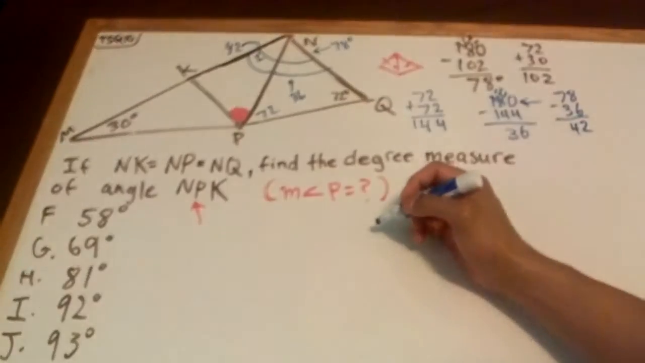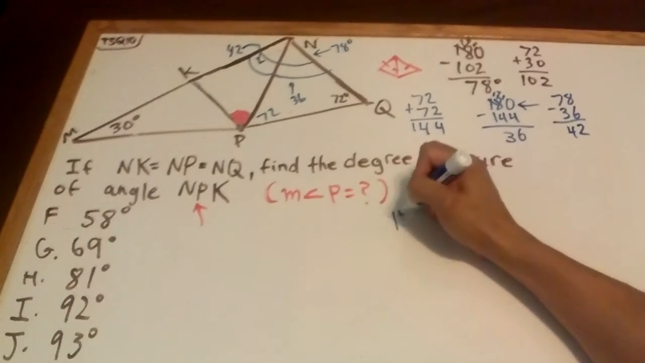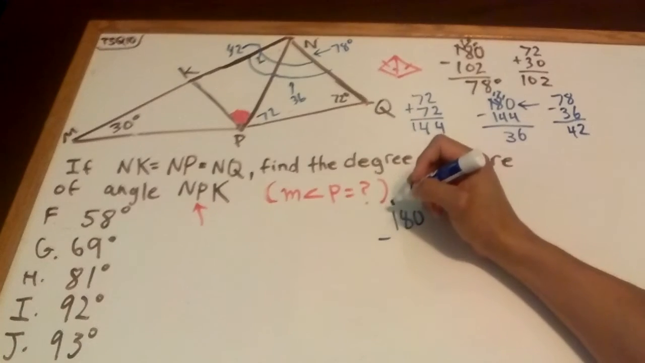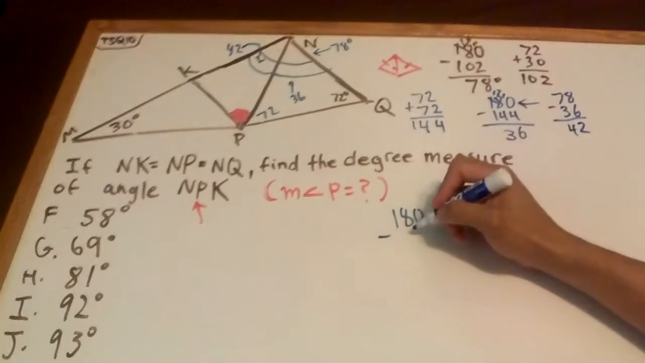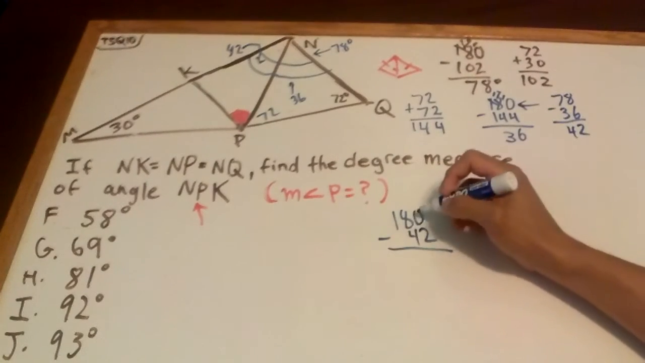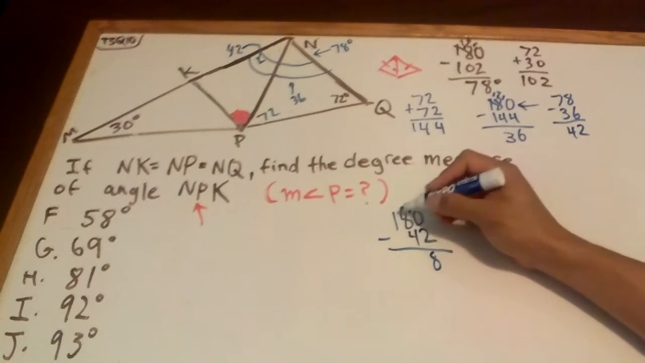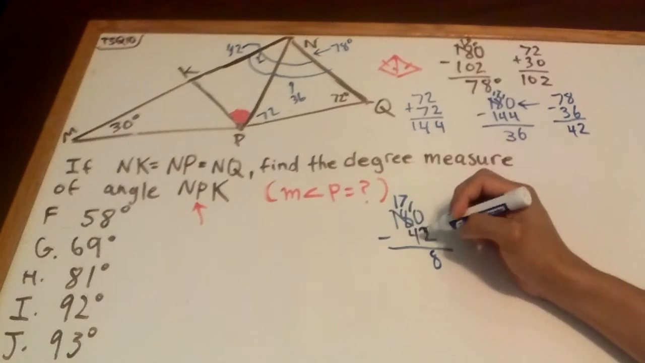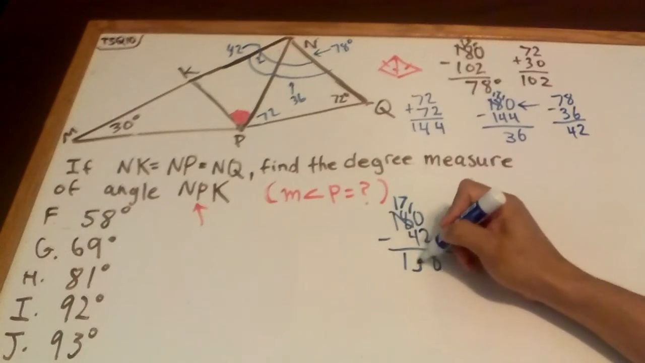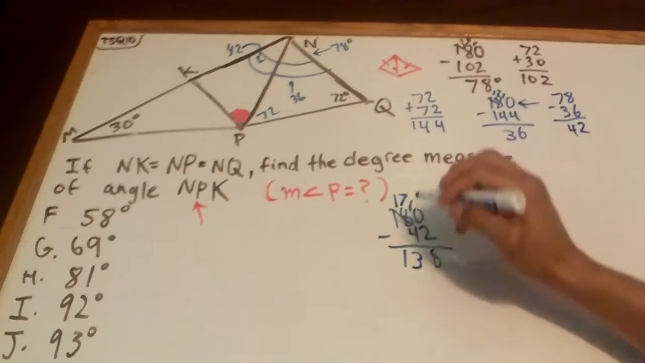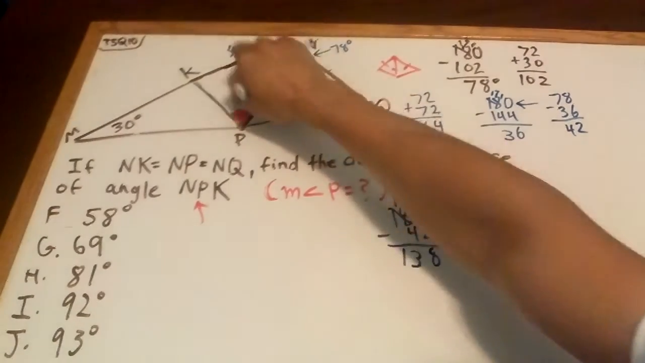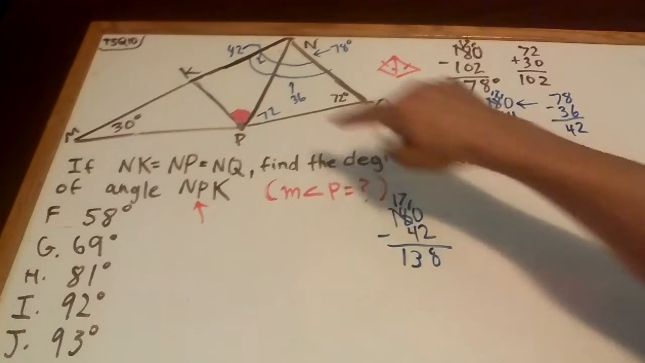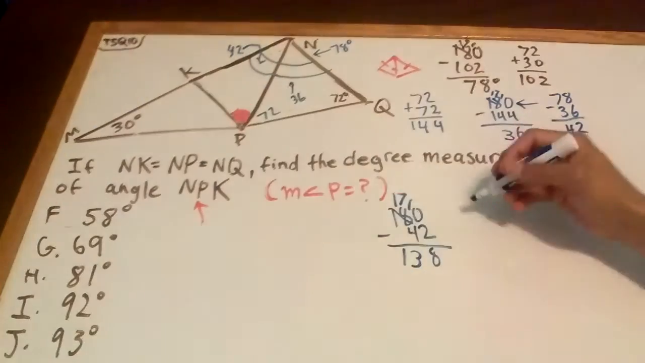So let's do it here. We do 180 minus the known angle. Which one do we know? That top one, right? We subtract. 10 take away 2 is what? 8. We borrowed from this, so it becomes 17. And 17 take away 4 is 13, and that gives us 138. So these two angles combined are 138, but they're the same because they're isosceles. That's what this tells us.